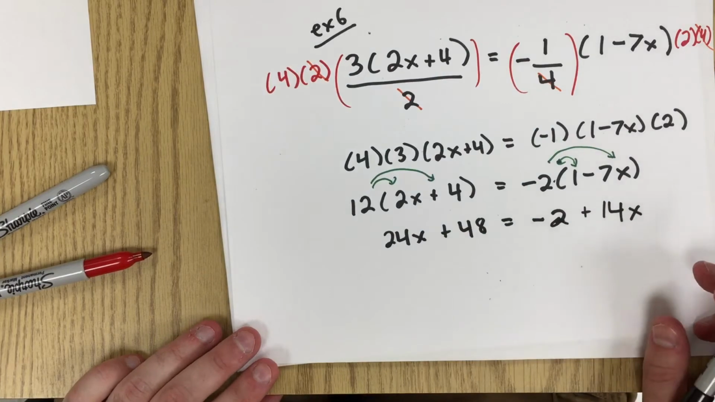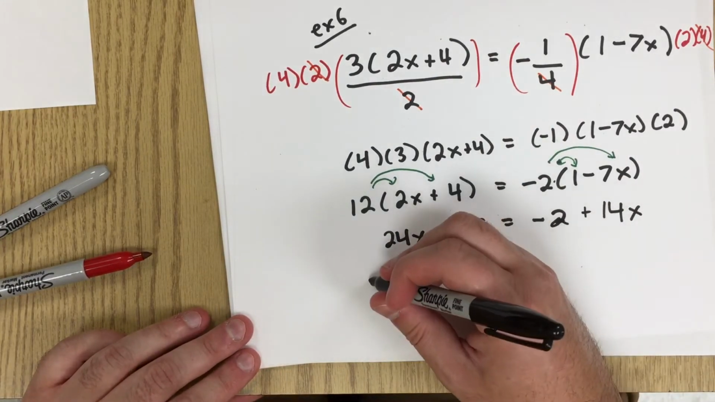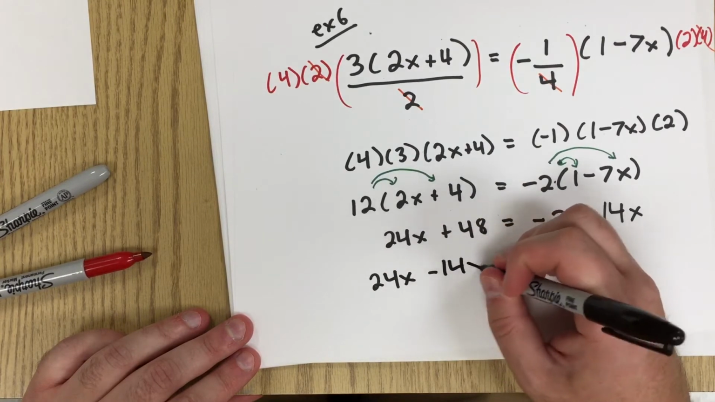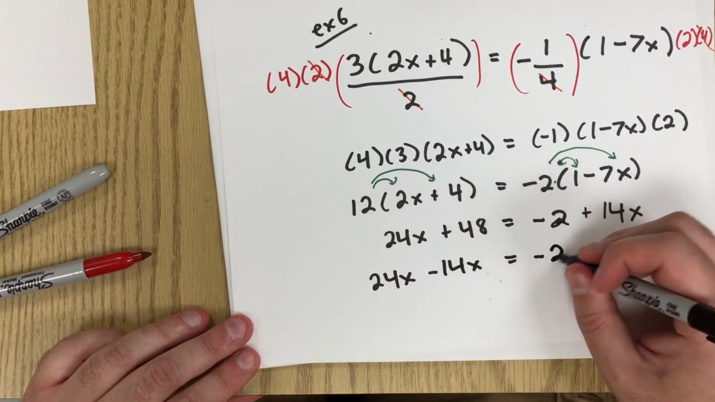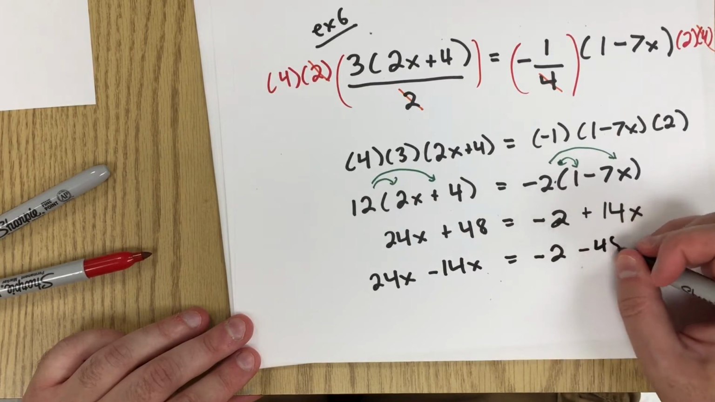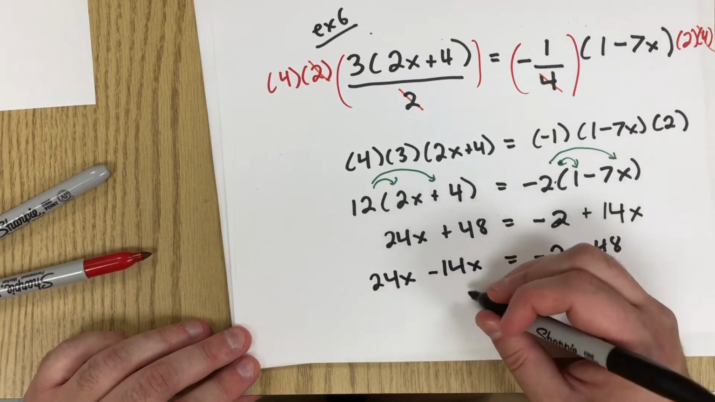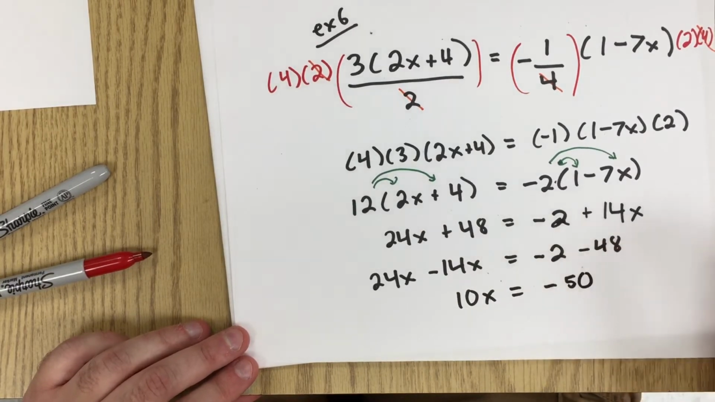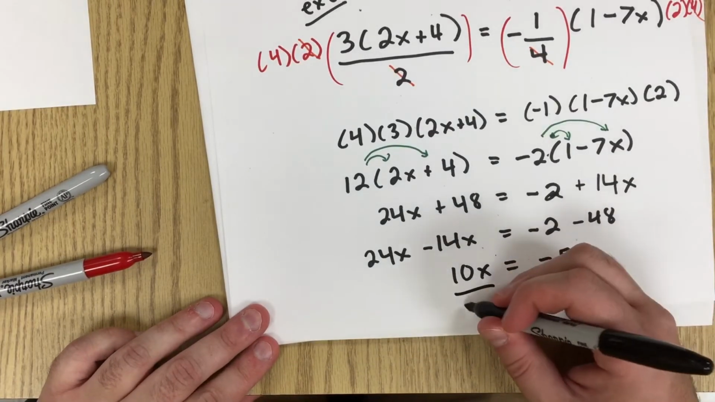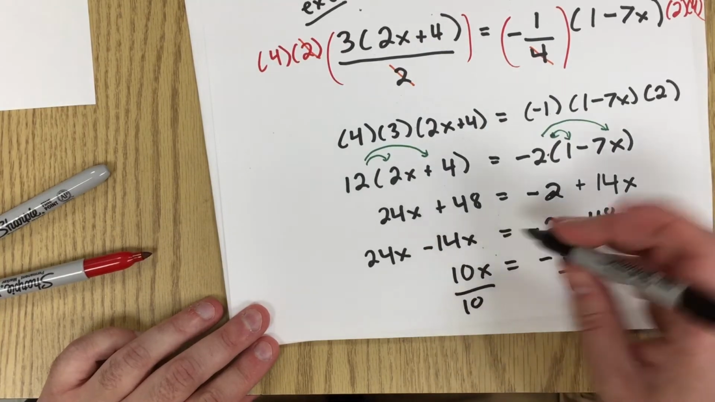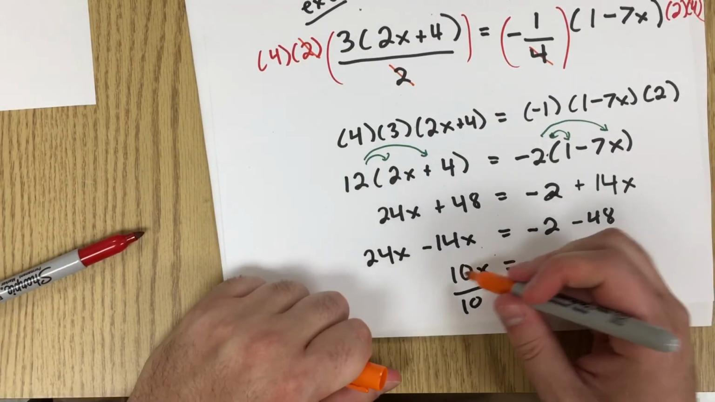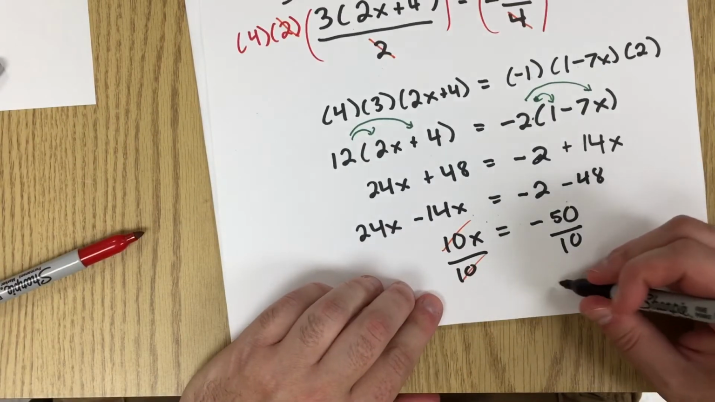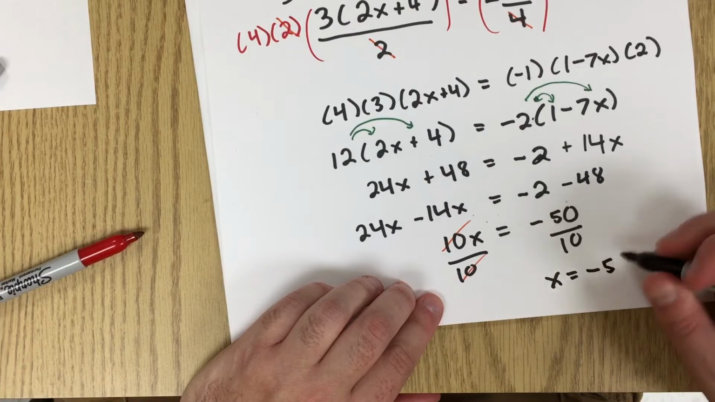So now we're going to move things around. 24x, the 14 goes to this side, becomes minus 14x. The minus 2 is going to stay. The 48 becomes negative 48. 24 minus 14 is 10x. Minus 2 minus 48 is minus 50. And this one, of course, I could actually do in my head. The 10's cancel. And we get x equals negative 5.